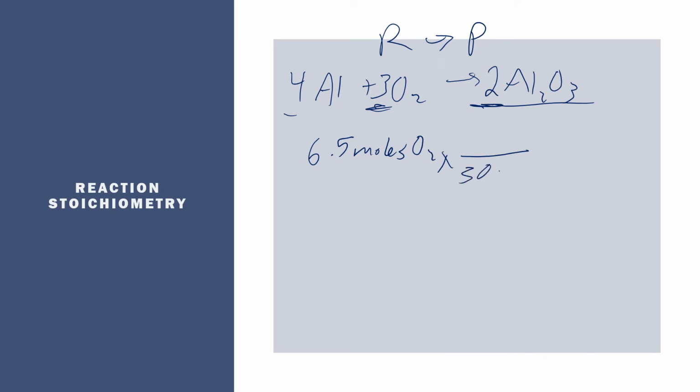There are 3 oxygen molecules that react for every 2 aluminum oxide that is formed. So to solve for that, I would do 6.5 times 2 divided by 3, and you get 4.33 moles of the aluminum oxide formed. Now you can cancel out the oxygen in this case, and you're left with moles of aluminum oxide.